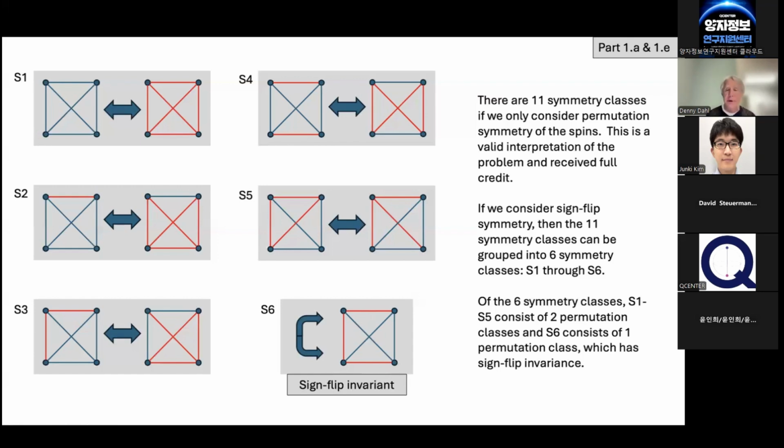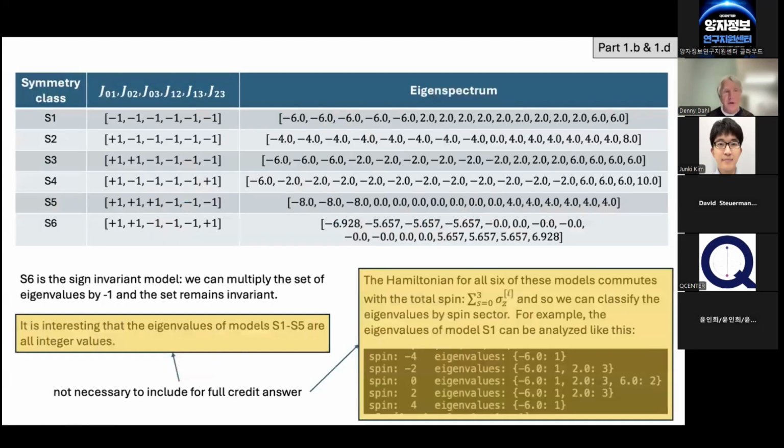Now, the next thing I asked you to do is to compute the eigenspectrum of each of these six symmetry classes. And so in this table here, I'm labeling the symmetry classes S1 through S6. Is there a question?